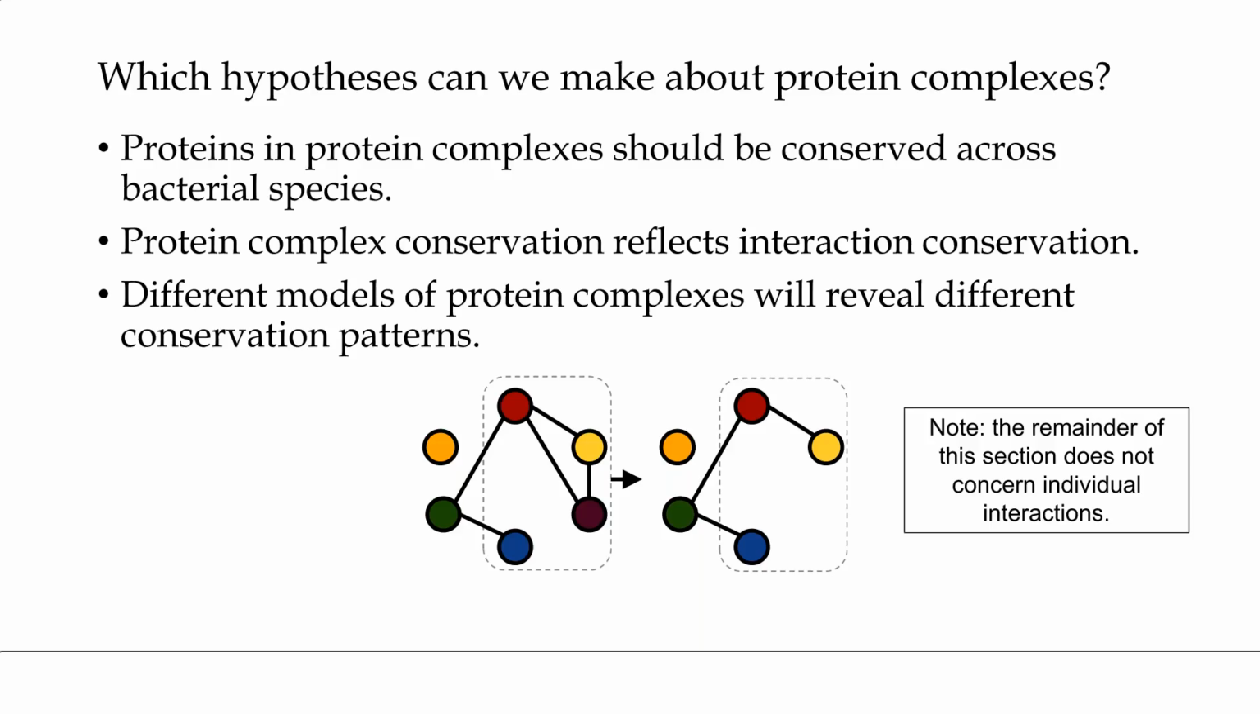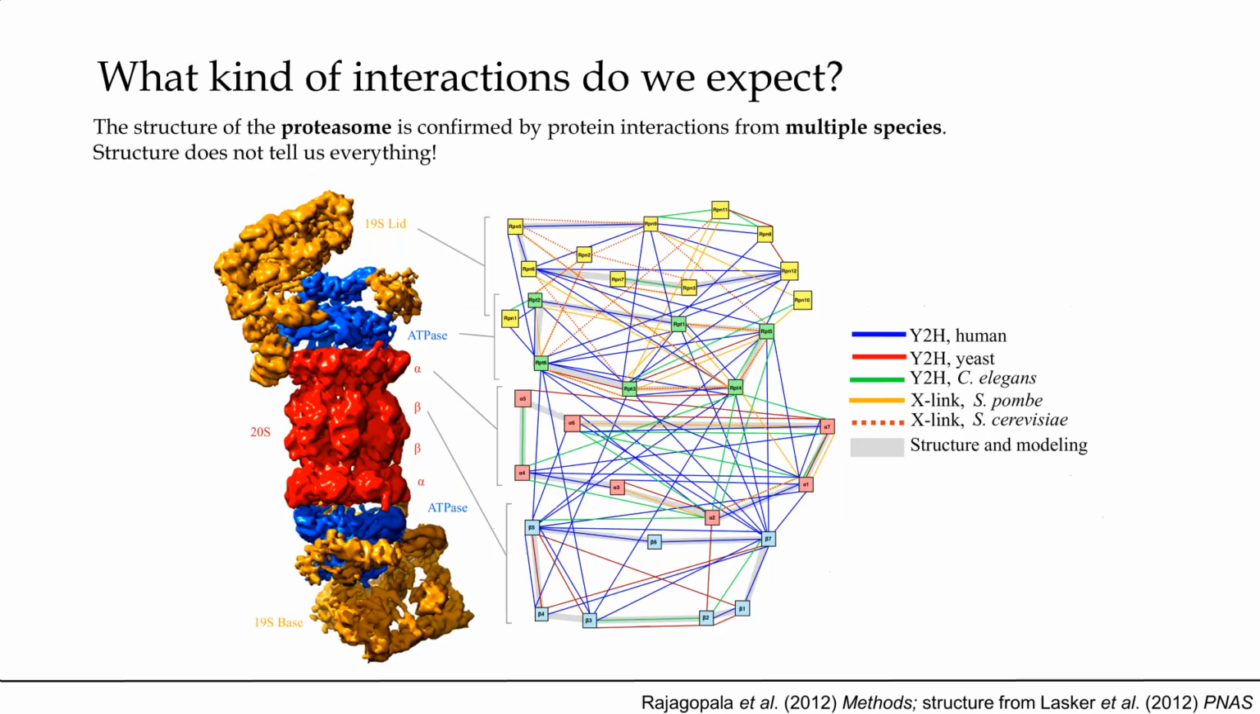Now, I should be very clear that the remainder of this section on protein complexes doesn't actually concern individual interactions. I'm inferring those interactions based on members of protein complexes, but I'm primarily concerned with conservation of protein complex members. So I'll just briefly talk about what I mean in terms of protein complexes and their conservation across species, in this case a non-bacterial example. So this is the proteasome. We'd like to think we have a pretty good idea of its structure, but much of what we know about the interactions among its structure are actually a result of comparisons across multiple species.